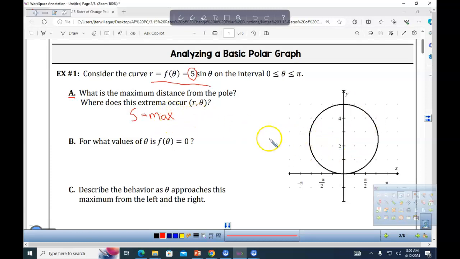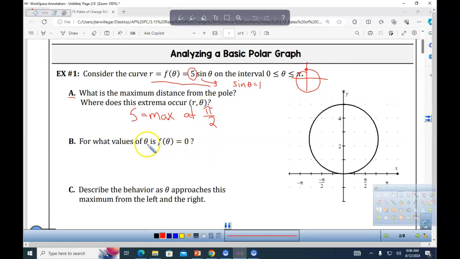Now, be careful. Now we're dealing with radians, right? So think about this. Where does sine theta equal 1? Because remember, 1's the biggest sine can get. Well, on my unit circle, sine is 1 at pi over 2. Okay? So my max is 5, and it's when sine is 1, which is at pi over 2.